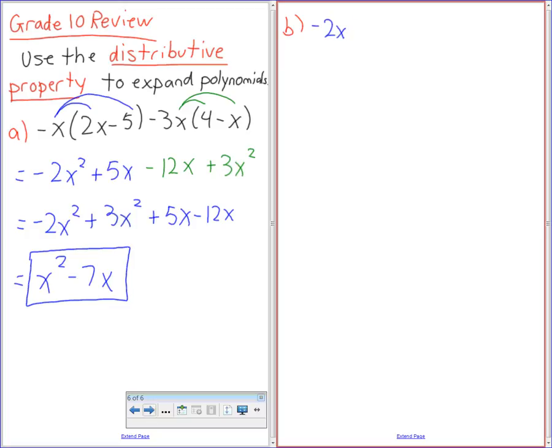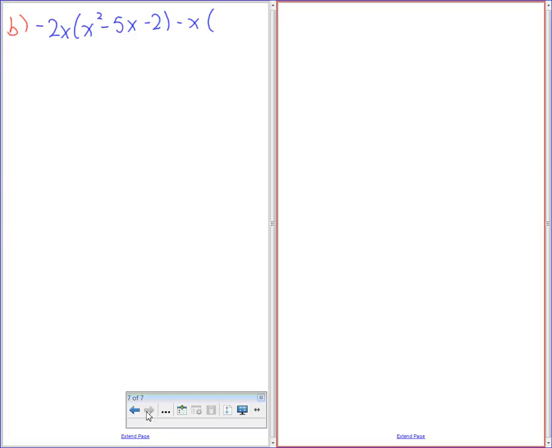Negative 2x bracket x squared minus 5x minus 2 minus x bracket. Oh, I don't have enough room. Is everyone done with that board? We're all good in that board? Okay, I'm going to slide across here. Minus x bracket, 2x squared minus x times 4.